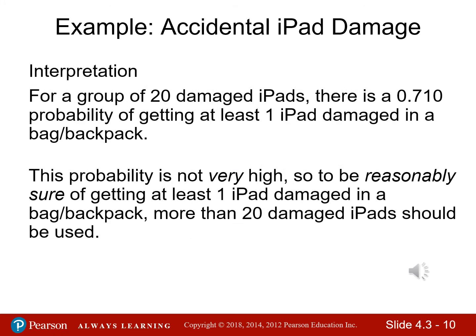So we can interpret this as, for a group of 20 damaged iPads, there is a 0.710 probability of getting at least one iPad damaged by a bag or a backpack. Although this probability is high, it is not so high that we would be reasonably sure of getting at least one iPad damaged in a bag or a backpack. So to be reasonably sure, we would want more than 20 damaged iPads in our sample.